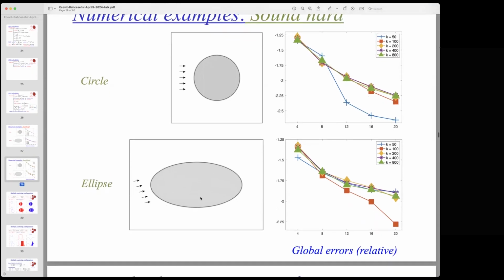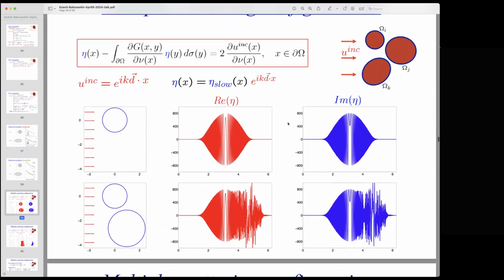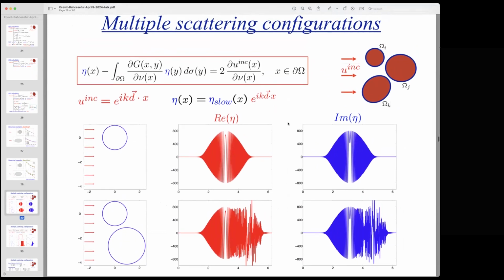These are some implementations for the Sanhar problem, with similar behavior, although the error here is larger because, if you remember from the plots, the solution was decaying slower in the shadow region. That's some technicality here. So next, I'll move very quickly to the multiple scattering problem.